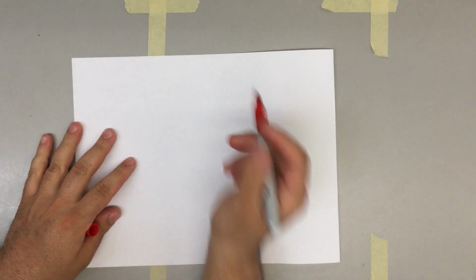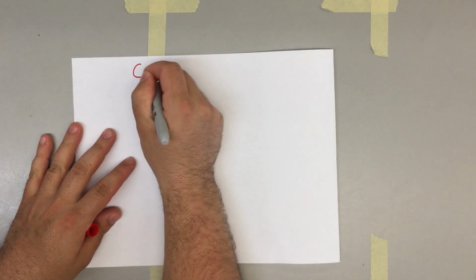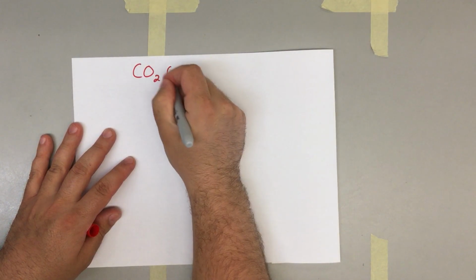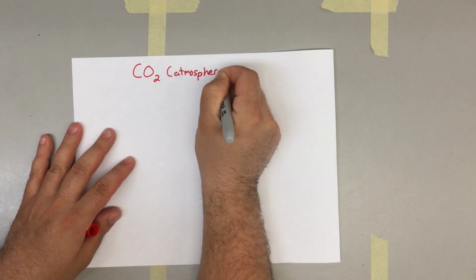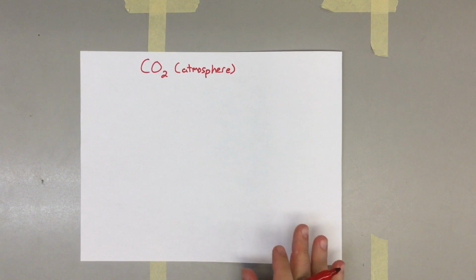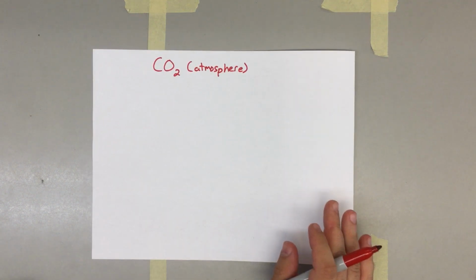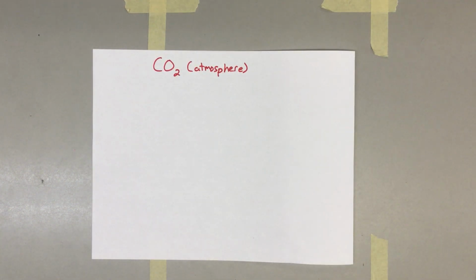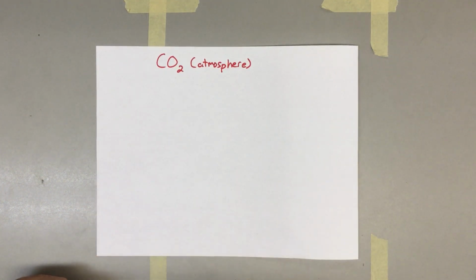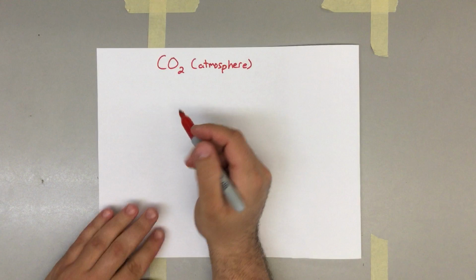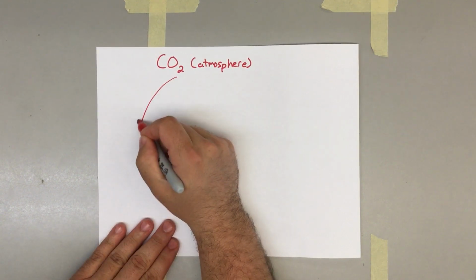So CO2, carbon dioxide. Carbon dioxide is a major component of our atmosphere, so let's start there. We have CO2 in the atmosphere. Now that CO2 isn't necessarily useful for a lot of things, but one of the organisms that really takes advantage of CO2 is our plants. You guys remembered yesterday through photosynthesis.